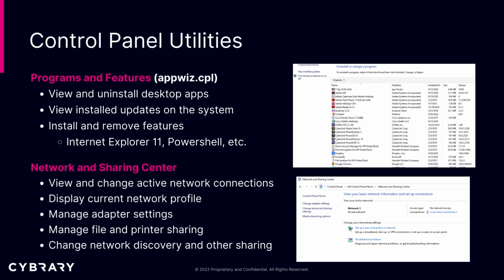Network and sharing is another one that you would use from time to time because you can view and change active network connections under the network and sharing center. You can manage your adapter settings. You can manage your file and printer sharing, and change network discovery when you're looking on a network for other computers or don't want your computer to be found.